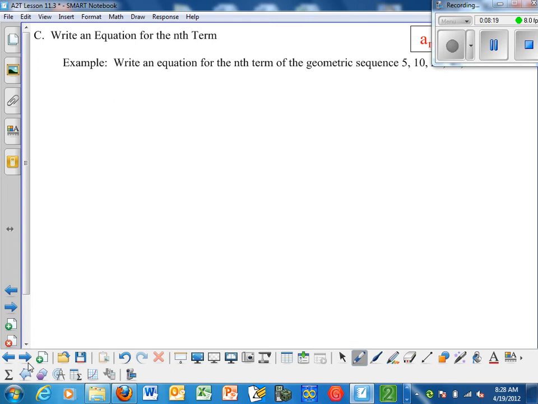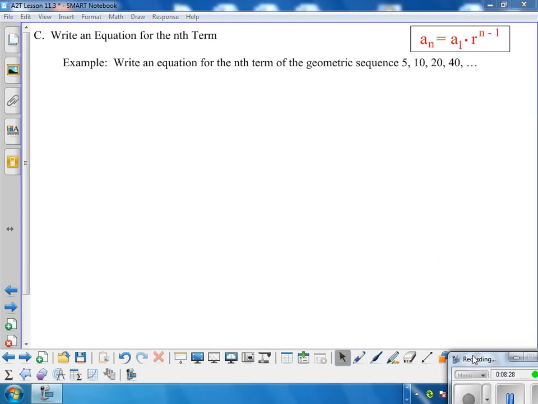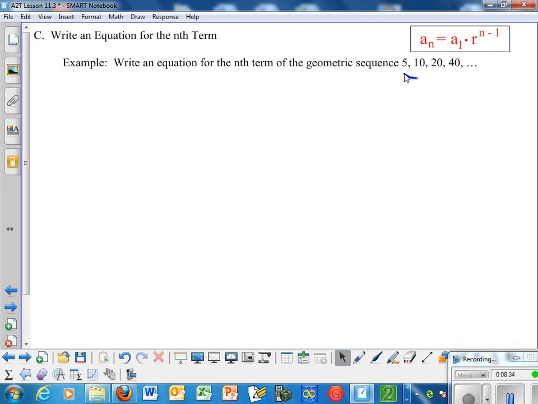Write an equation for the nth term of a geometric sequence. Let me move the timer down. Here's the sequence: 5, 10, 20. You can see this is geometric because we're multiplying between terms, but we want to find the nth term, so write an equation. That means we're going to use a_n equals a1 times r to the n minus 1. The n is going to stay in there. We're going to plug in a1 and plug in r.